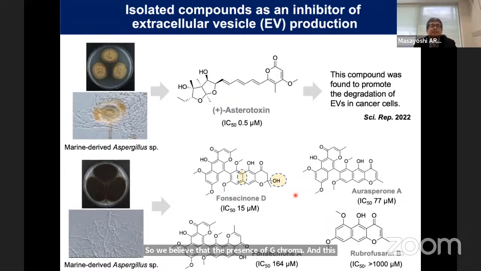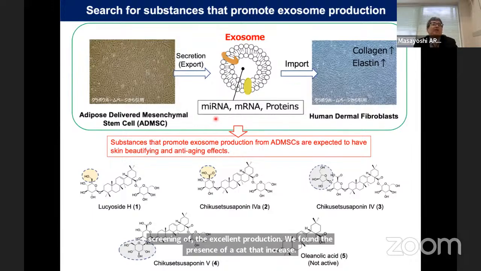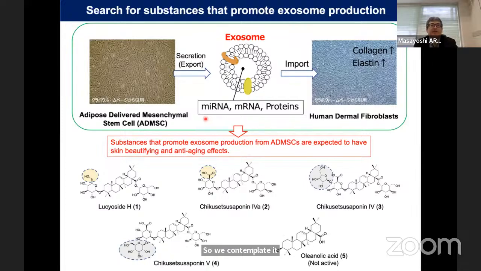Currently we are progressing with the analysis of the mechanism of action and the target molecule of this compound. Furthermore, a really interesting thing is that during the screening of substances that inhibit exosome production, we found the presence of extract that increases exosome production. So we contemplated utilizing such extract as a cosmetic ingredient.